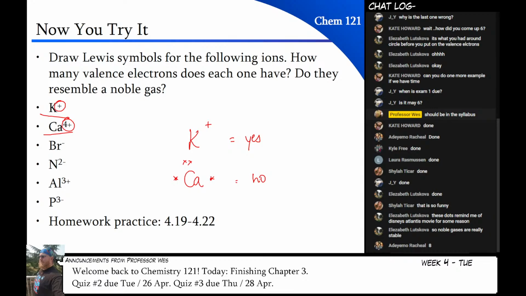So that's what I want you to do for each of these. Tell me, does it resemble a noble gas or not, based on the charges that I have put. Okay? I'll give you about 3 or 4 minutes to draw out your Lewis structures, then apply these charges to them, and we'll go over the answers in just a bit.